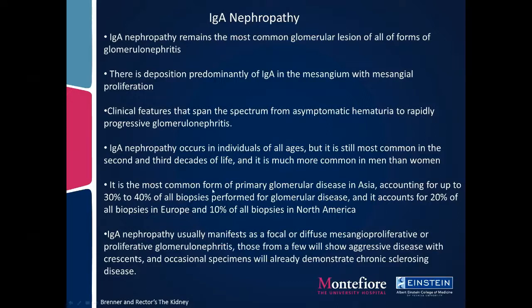In Asia, it is the most common form of primary glomerular disease. It accounts for up to 30 to 40% of all biopsies performed there for glomerular disease, whereas in North America, it accounts for about 10% of all the biopsies that are performed. And as I said, it usually manifests as focal or diffuse mesangial-proliferative GNs, right? So there is mainly proliferation in the mesangium, and very few will show aggressive disease with crescent formation. So it's a little bit unusual for a patient with IgA to present as a crescentic GN.